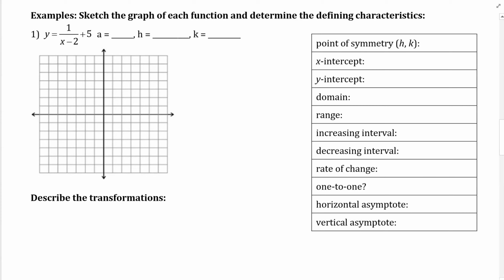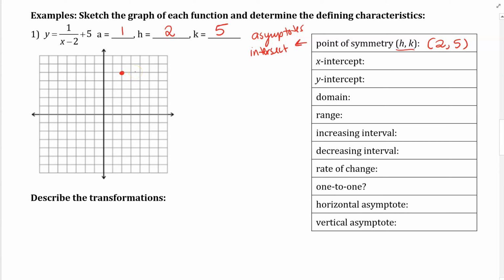So let's start with this first one here, with example 1. Looking at the way the equation is set up, I can see that a is 1, h is 2, and k is 5. So something I noticed right away is that my point of symmetry will be at (2, 5), right here. That is where the middle of the graph will be. That is also the point where my asymptotes intersect. Your asymptotes will intersect at the point (h, k).